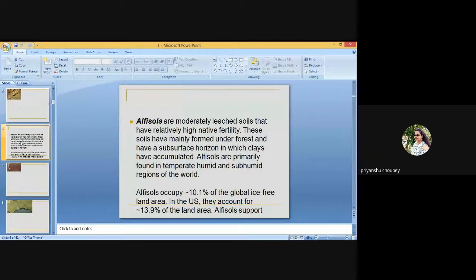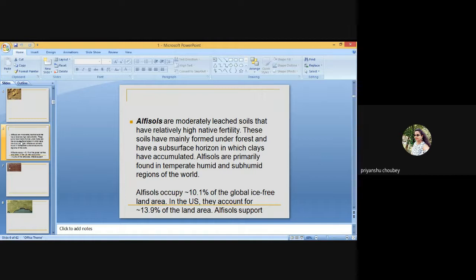Next one is alfisol. Soil development on a stable landscape, formed under a humid and subhumid climate. Base-rich soils, greater than 35% base saturated, with clay-enriched argillic horizons and evidence of clay illuviation. More strongly weathered than an inceptisol but less than ultisol, widely distributed in India. So, alfisols are moderately leached soils that have a relatively higher native fertility.